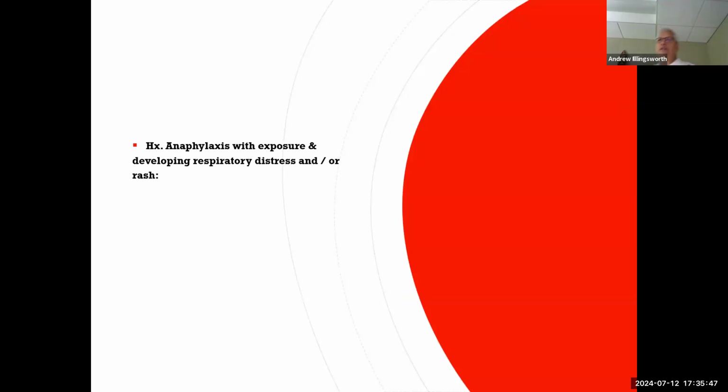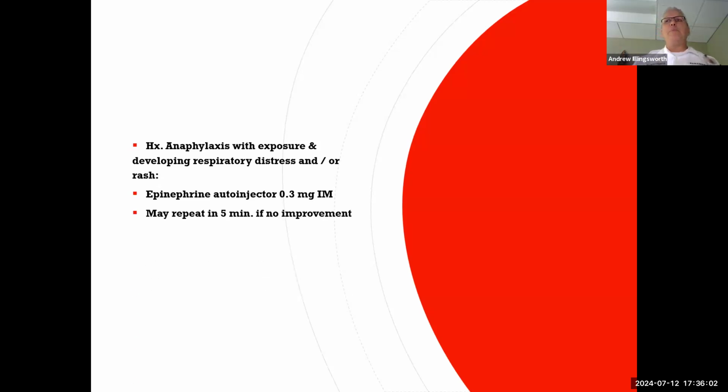So, history of anaphylaxis with exposure to developing respiratory distress and or a rash. So if they have a history of it and they're having a respiratory distress and a rash, give the Epi. You can repeat that Epi in 5 minutes if there's no improvement. Wait the 5 minutes. Remember, there's anxiety that goes with this for the patient. Also for you, if you've never done it before, take a minute, mark down what time you did it, wait the 5 minutes. In that 5 minute time, reassess your patient often.